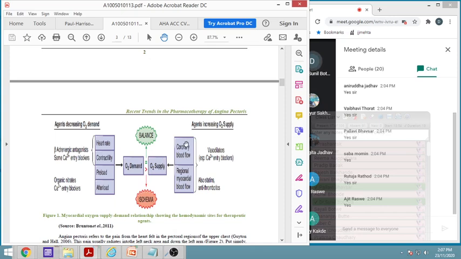These are the factors which are responsible for the supply: coronary blood flow and regional myocardial blood flow. So we have got agents which can decrease the demand. These are the beta adrenergic blockers, some calcium channel blockers, then organic nitrates. And the ones which increase the supply are the vasodilators, like again calcium channel blockers, statins, etc. And we have seen nitrates in it. So these are the various agents which are prescribed, or which are indicated, in angina pectoris.